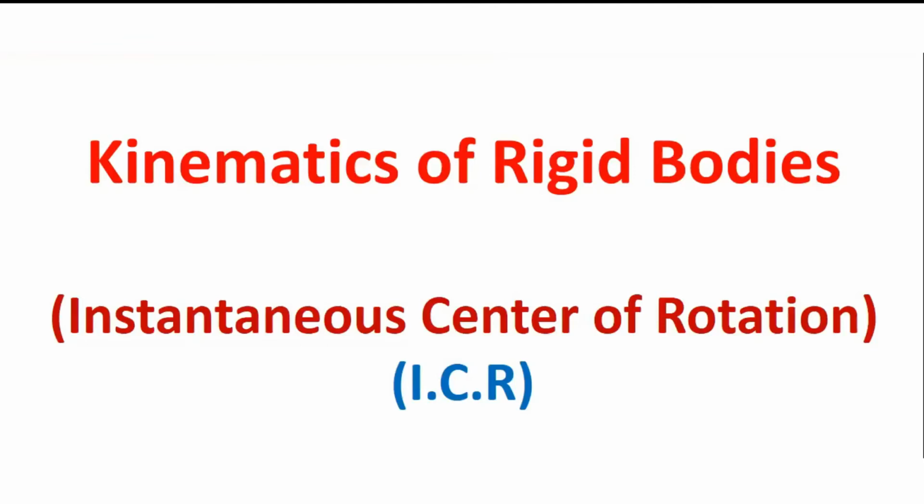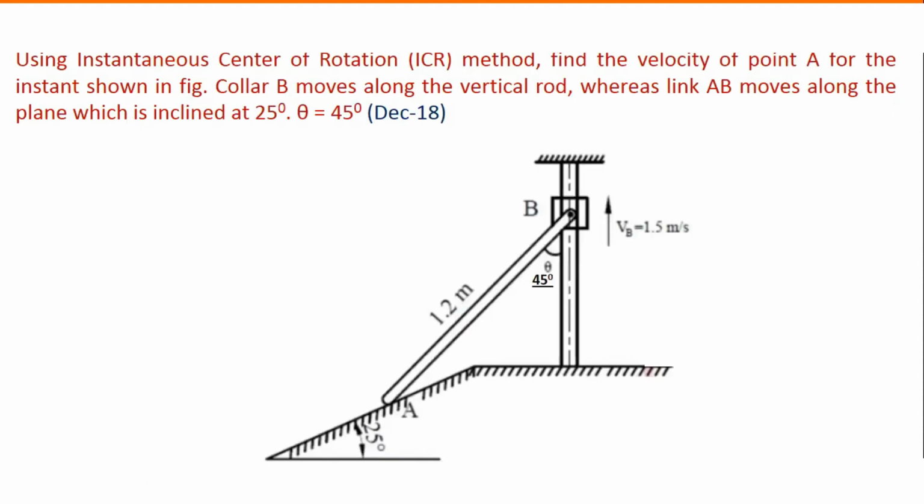Welcome students. In today's class, we will carry forward our discussion of kinematics of rigid bodies by solving some more problems. The next problem is: using the instantaneous center of rotation method, find the velocity of point A for the instant shown in the figure. Collar B moves along the vertical rod whereas link AB moves along the plane which is inclined at 25 degrees. We have to take the value of theta as 45 degrees.